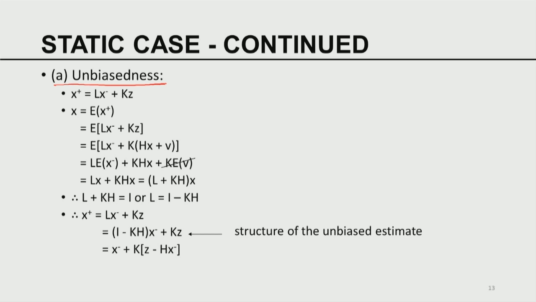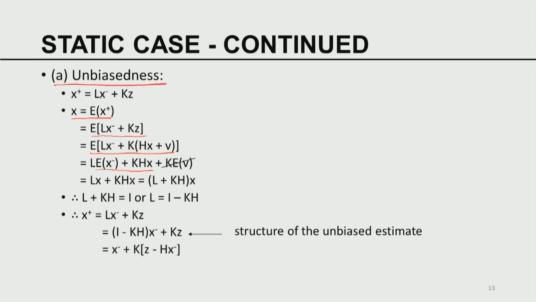X plus is equal to L X minus plus KZ. X must be equal to E of X plus. E of X plus is equal to E of L X minus plus KZ. Z is equal to HX plus V. You substitute that, you get here. By doing the simplification, since the expected value of V is 0, that term goes away. The prior is unbiased, so E of X minus is X.